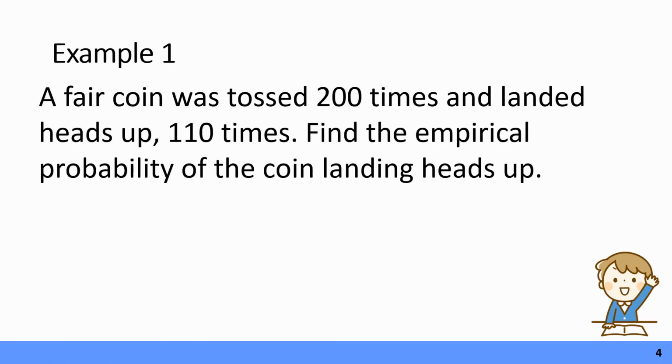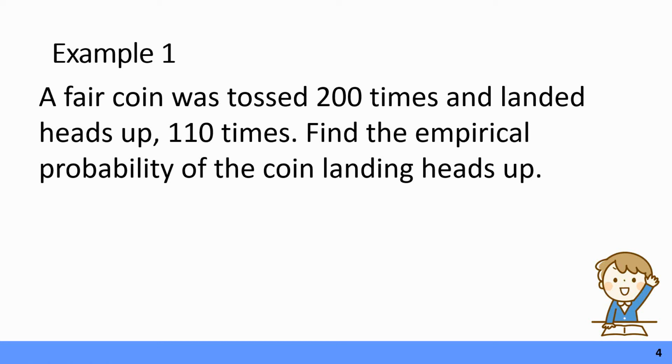So let's go ahead and see if we understood what happened. Here we have an example. Let me just go ahead and read it. A fair coin was tossed 200 times and it landed heads up 110 times. Find the empirical probability for the coin landing heads up. Before we tackle the problem, you notice they're asking us for empirical because it's based on observation. Someone actually had enough time to toss a coin 200 times. So it's based on those observations, and we found out that it landed heads 110 times.